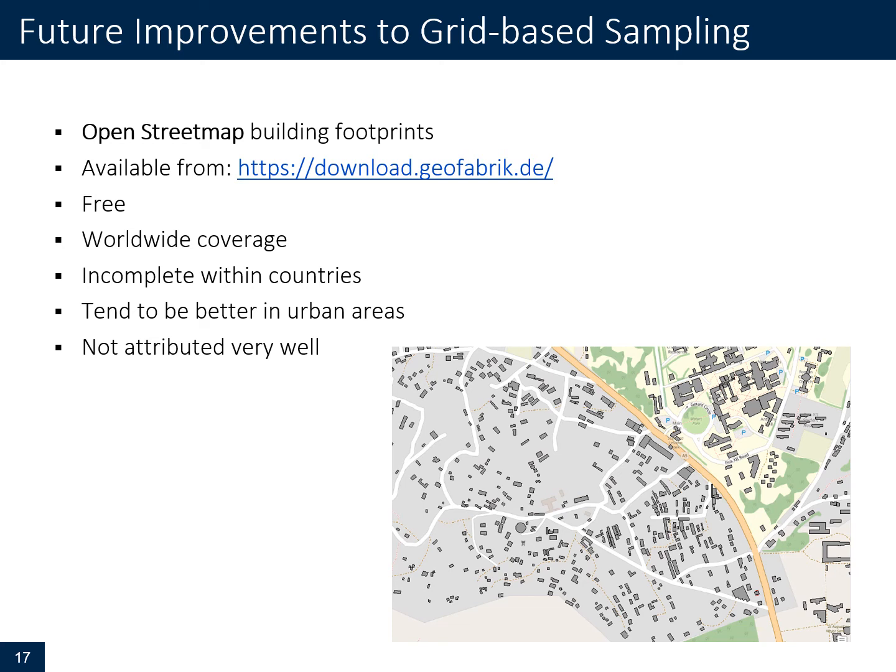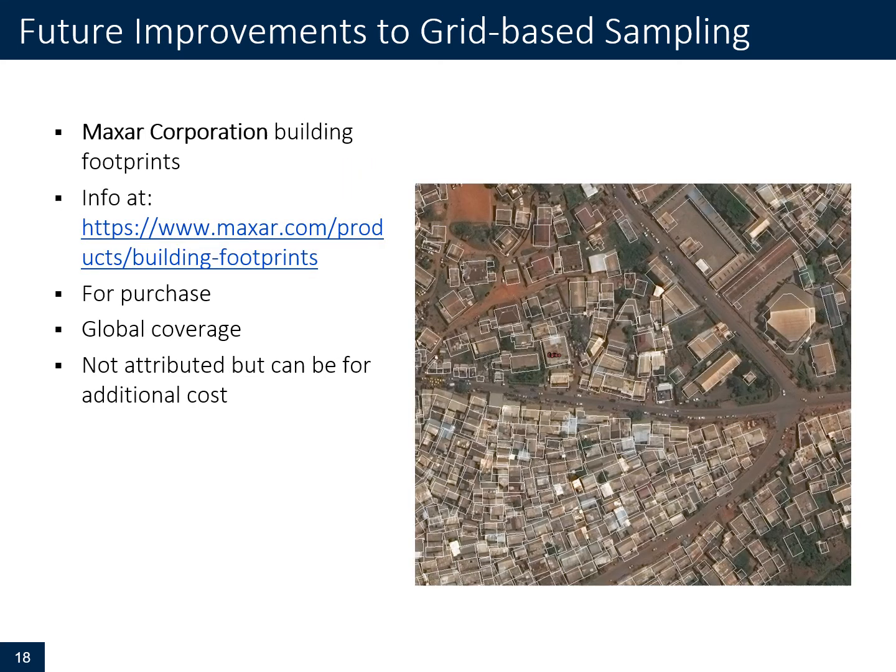Although OpenStreetMap has worldwide coverage, the building footprint data is usually incomplete within countries and tends to be more available in urban areas. This data also has little attribution and so may not be accurately used currently to identify residences. Another source of building footprint data is available from Maxar Corporation. This data is available for purchase and for geographically large-scale projects would likely be cost prohibitive. The data is of good quality and has global coverage. Maxar's data is provided without attribution, but this can be added at an additional cost.